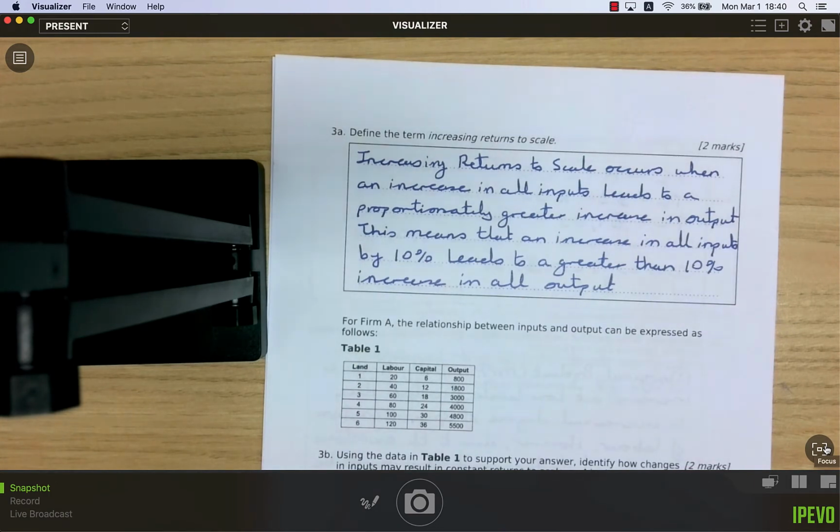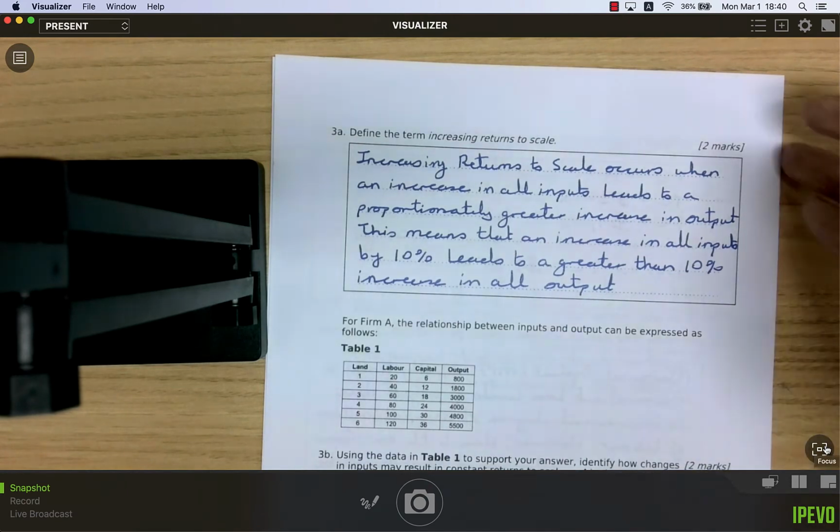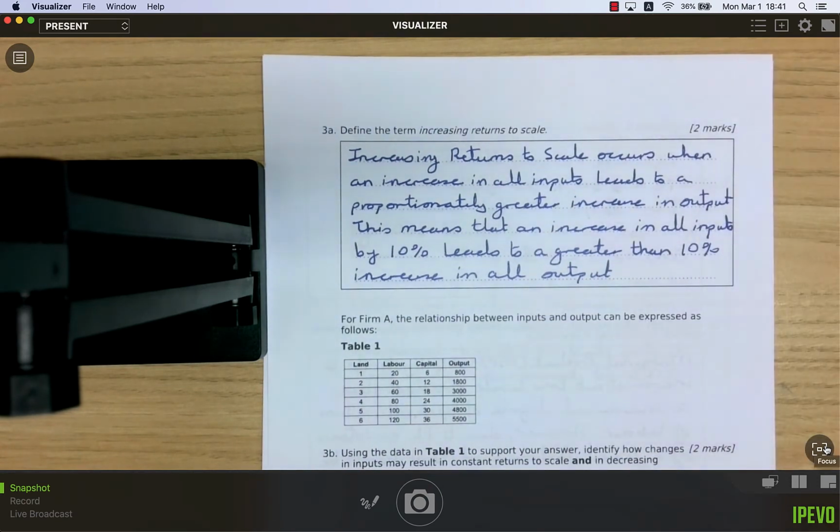Basically, if I increase all inputs by 10%, total output, total production, so if I increase the number of workers, the number of machines, the amount of land, and the number of enterprise, if that's even possible, but all factor inputs by 10%, total production will rise by more than 10%. That's what that means. So increasing returns to scale occurs when an increase in all inputs, all the things we use to make stuff, leads to a proportionately greater increase in output.